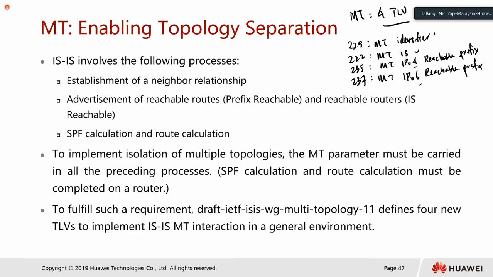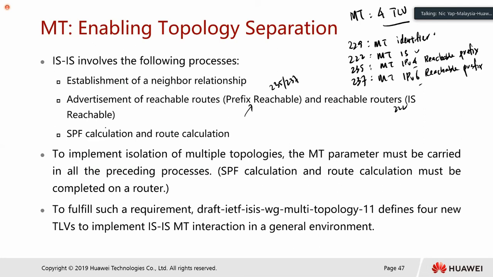There is the 222 and also 235. This is on the 222, and this is on the 235 or 237. SPF calculation and route calculation are based on what information you receive from 235 and 237. They do separate calculations; they do not do it as one. Based on what you have, they do the calculation differently. V4 has V4 calculation, V6 has V6 calculation.